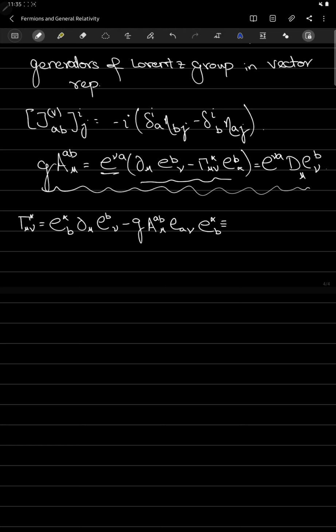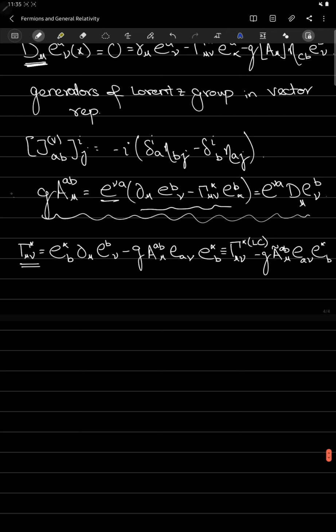which is equivalent to using the symmetric Levi-Civita connection. So I'll represent it as this thing minus G A tilde, where this A tilde is just an arbitrary function, right? So you have this Levi-Civita connection on spacetime. I have used these above relations to define this Levi-Civita connection on our spacetime.